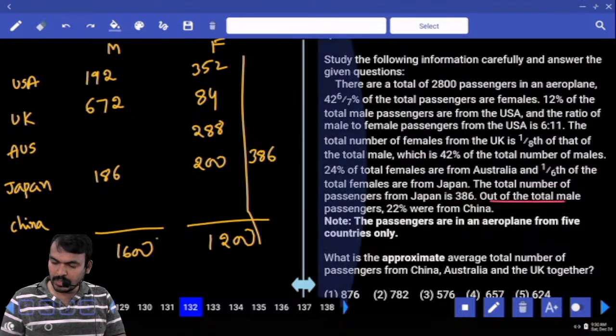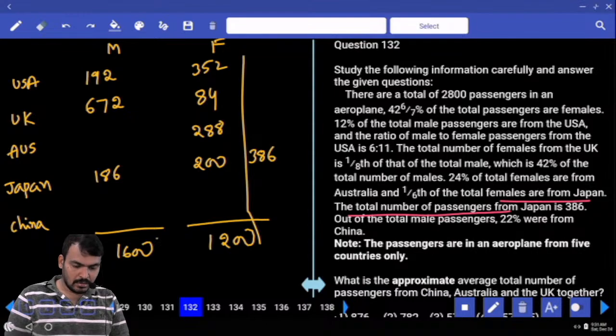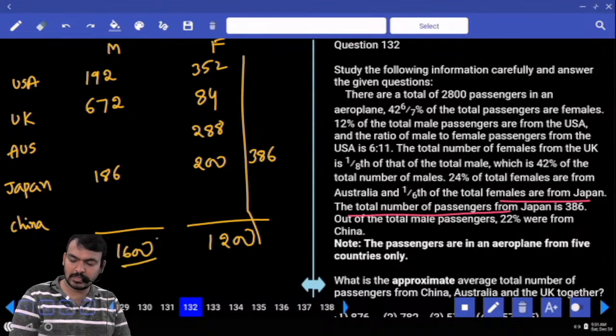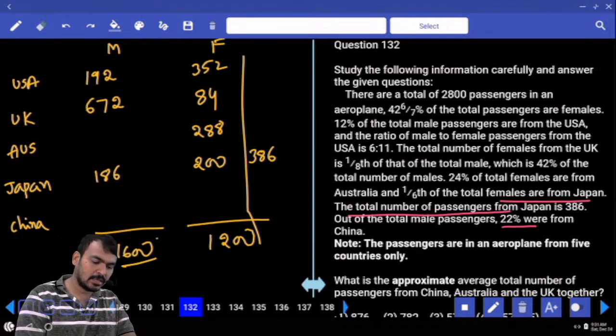And one more. Out of the total male passengers, 22% were from which one? China. What is the total male passengers? 1600. 22% means 20 plus 2%. Nothing but 352.